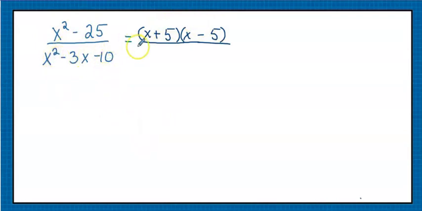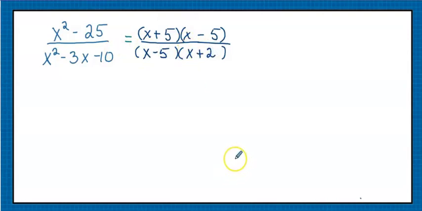The bottom quadratic, I know that I should be able to factor this, and most of the ones you get, you're not going to be using the quadratic formula. Thank goodness you don't have to do that, because the point here is to simplify these. So let's look at this one. We need two numbers that when we multiply, we get -10, and then when we combine them, we get -3. That's going to be x minus 5 and x plus 2.